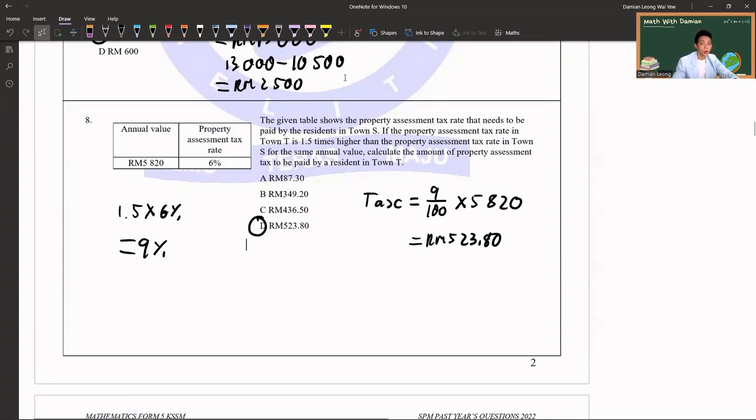Right, that's for the whole year. Sometimes they can ask about half a year, then you make sure to divide by 2. But in this case, it's for the whole year. So leave it as it is.